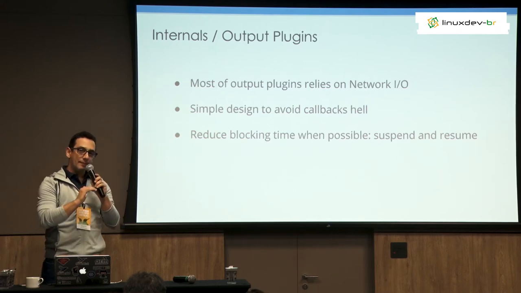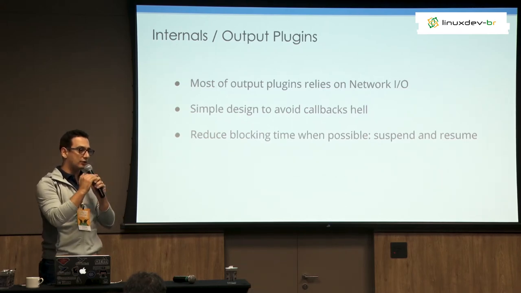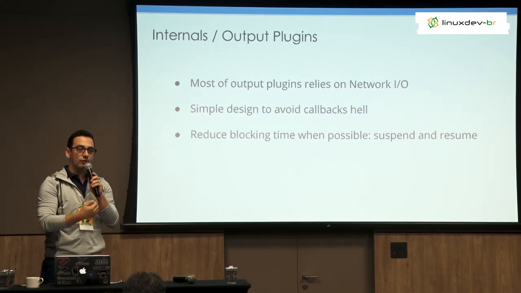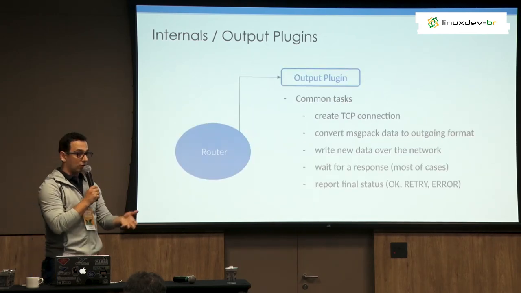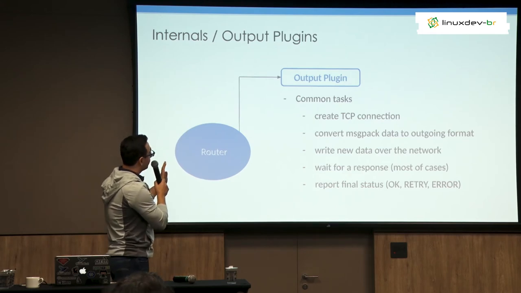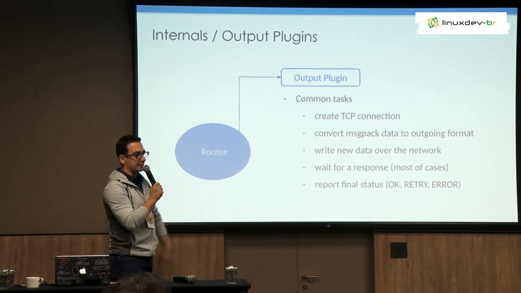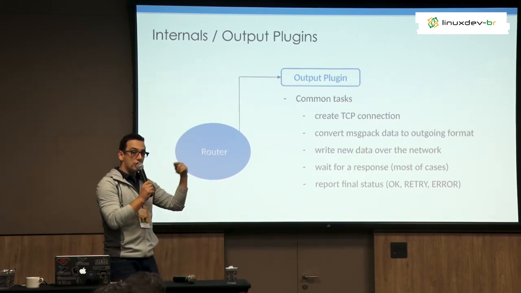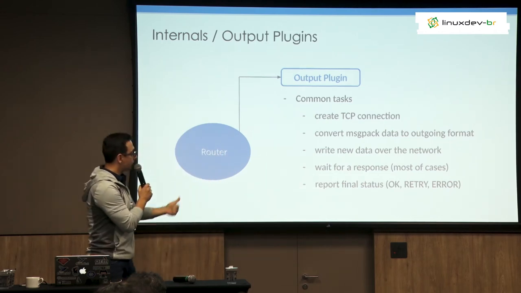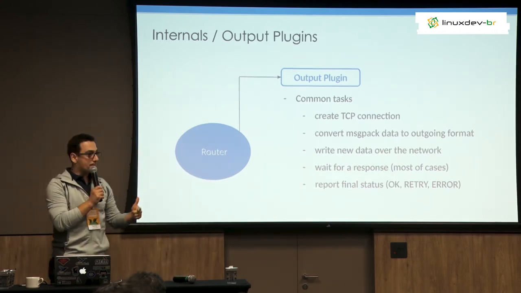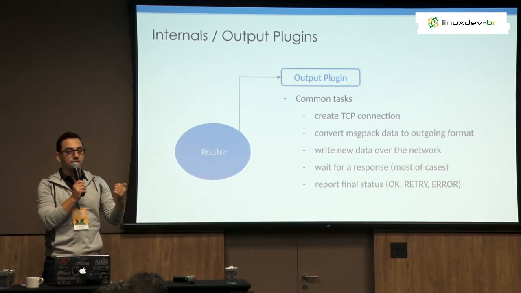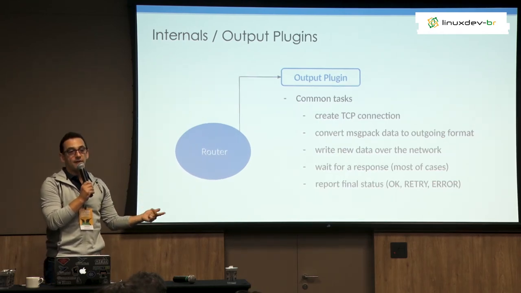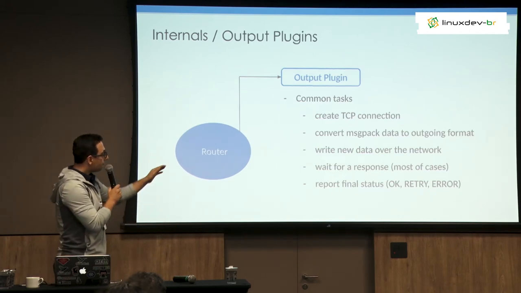So if we are implementing a kind of tool that is going to do a lot of asynchronous I/O, how do we avoid that? And we came up with the design of using coroutines. If you look carefully at an output plugin, this is the common task. For example, I'm going to ship data out. I'm going to create a connection, convert my message back to the format that the database is expecting. For example, Elasticsearch needs JSON. Kafka has its own format.